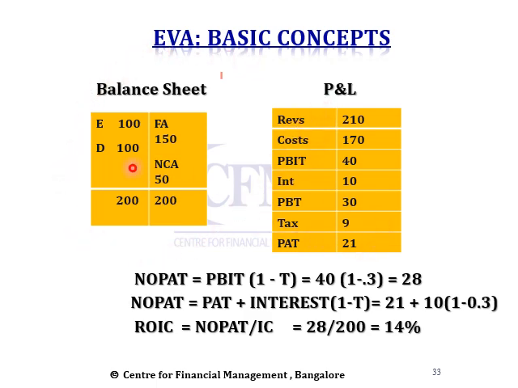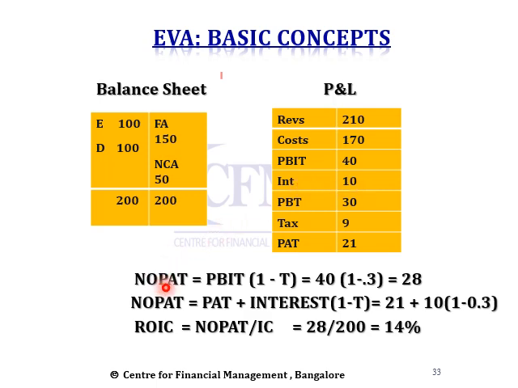To understand the different ways of calculating EVA, we will work with a specimen balance sheet and profit and loss statement. In the balance sheet, equity is 100 million, debt is 100 million, total of equity and liabilities is 200 million, fixed assets are 150 million, net current assets are 50 million, total assets are 200 million. Revenues are 210 million, operating costs are 170 million, profit before interest and tax is 40 million, interest is 10 million, profit before tax is 30 million, tax is 30% of profit before tax, which works out to 9 million, and profit after tax is 21 million. The firm has an outstanding debt of 100 million on which the interest cost is 10%, so the interest burden is 10 million.